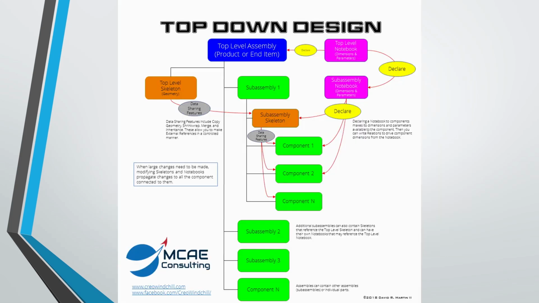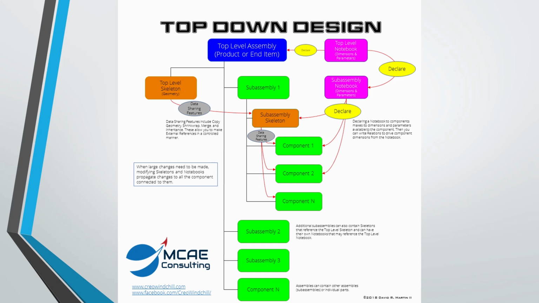So here is an infographic, and you can download this from my website, and it sort of lays out the assembly structure for your product with different top-down design objects. And so at the top level, we have our top-level assembly, and we have notebooks that are declared to the top-level assembly, which makes those dimensions and parameters available at the top level. We also have a skeleton at the top levels of the assembly or a product. And then we have our different sub-assemblies.